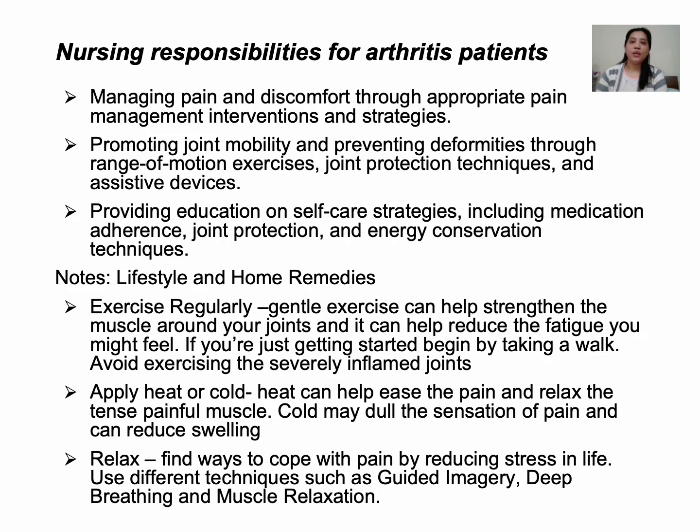With regard to lifestyle and home remedies, you can do the following. Exercise regularly. Gentle exercise can help strengthen the muscles around your joints and help reduce the fatigue you are feeling. Avoid exercising severely inflamed joints. Apply heat or cold. Heat can help to ease the pain and relax tense, painful muscles. Cold may dull the sensation of pain and can reduce swelling. And also relax. Find ways to cope with the pain by reducing stress, like guided imagery, breathing exercises, and muscle relaxation. And that will be all for rheumatoid arthritis.